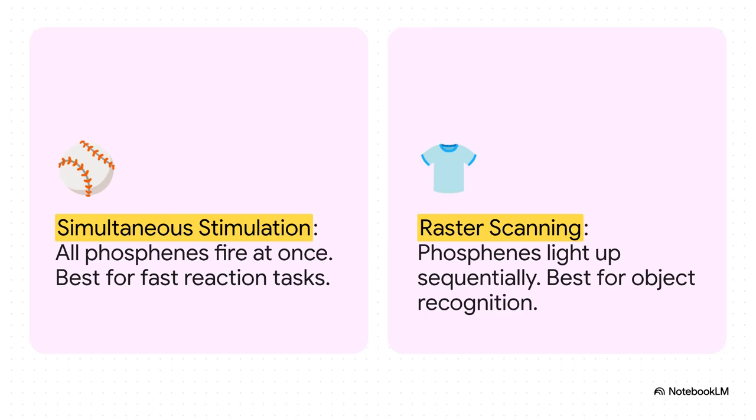Researchers tested a couple of approaches. One was simultaneous stimulation, where all the phosphenes that make up a shape light up at once. This turned out to be great for fast, reactive tasks, like trying to catch a moving ball. But for recognition tasks, like figuring out the shape of something, a different method called raster scanning worked better. That's where the phosphenes light up one after another, tracing the outline of an object. That slower, more deliberate tracing actually helps the brain figure out what it's looking at.